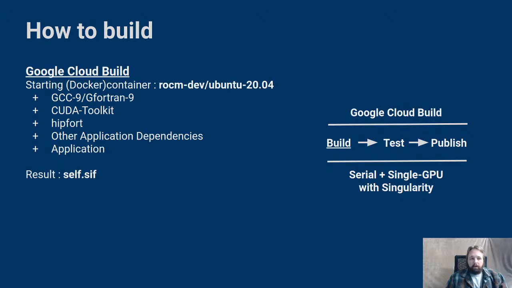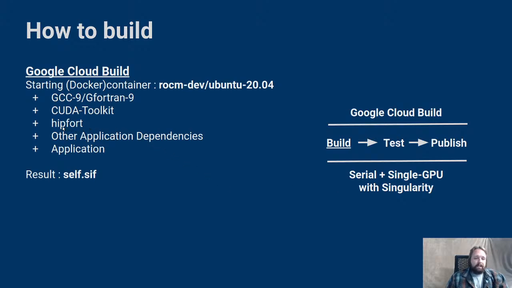So let's review how we're going to do the build here today. Very similar to what we were doing last week. We're going to start from a Docker container using the ROCm dev Ubuntu image that's available. We're going to add the GCC 9 dev toolset inside of there, add CUDA toolkit and HIPFort. And then of course the application that we're working with today is the Spectral Element Libraries in Fortran. And then we have other application dependencies.